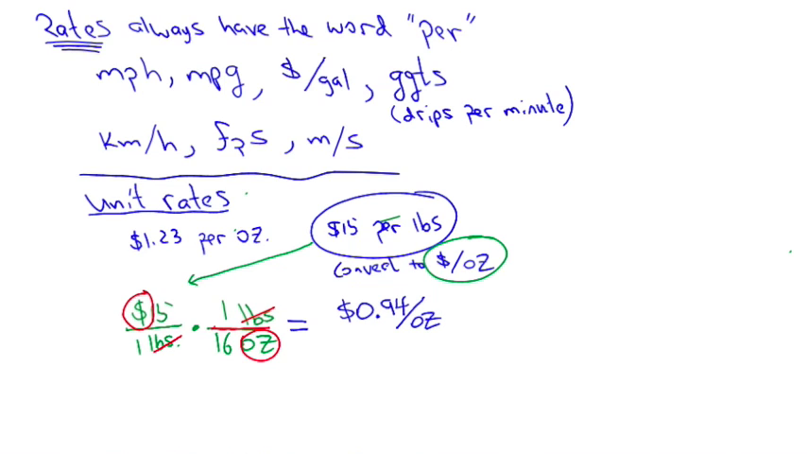So now when we look at these two prices, one is $1.23 per ounce. The other one is 94 cents an ounce. Which one would you buy? 94 cents an ounce.